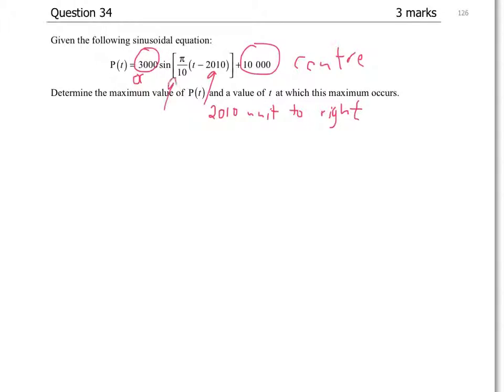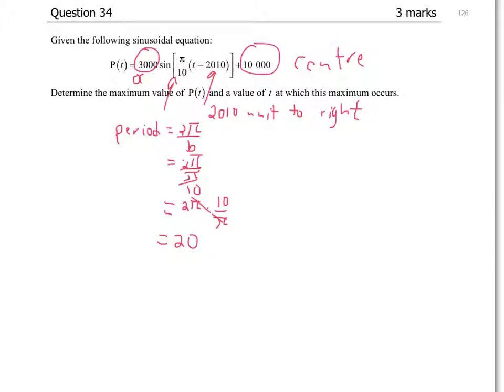And this value in here, pi over 10, is used to get us our period. So our period equals 2 pi divided by b, which in this case is 2 pi divided by pi over 10, which is the same as 2 pi times 10 over pi. So our period is 20, and that's probably in years. So I think the best way to do this question is to do a really rough sketch.